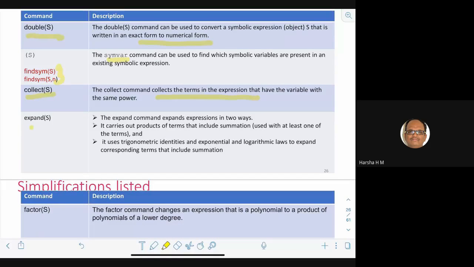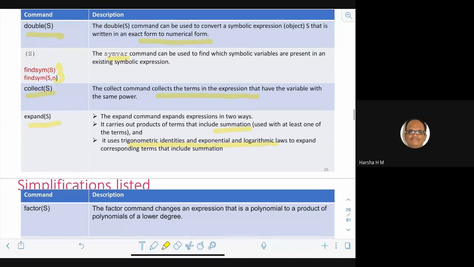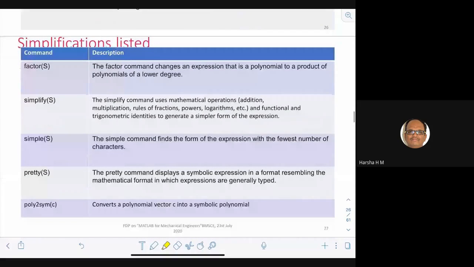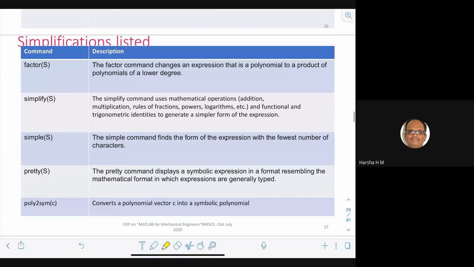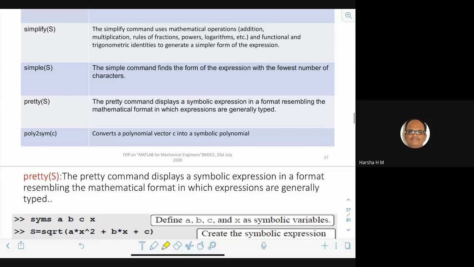The expand command expands in two ways. It carries out the product, including summation. It also uses trigonometric identities, exponential and logarithmic laws. There are some more commands called factor, simplify, simple, pretty, and poly2sym. So what is this pretty command?